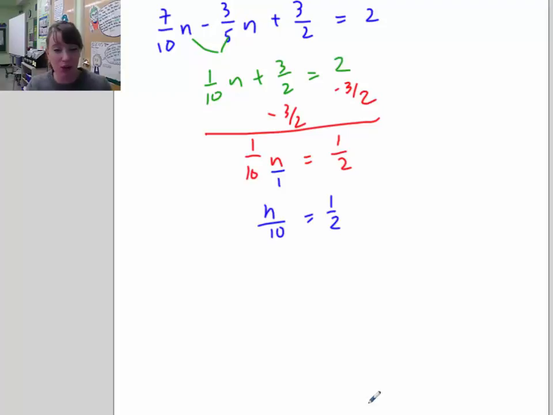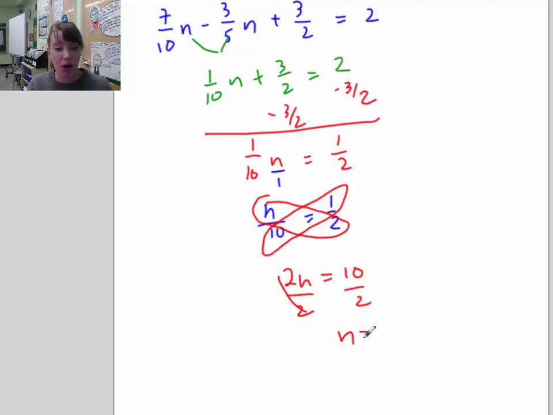So here I can use cross products. Okay, so I know that this times this is equal to 10 times 1. So 2 times n is just 2n, and that's going to be equal to 10 times 1, which is 10. And now I've gotten rid of both the fractions, and I can just solve it outright. Okay, n is equal to 5.